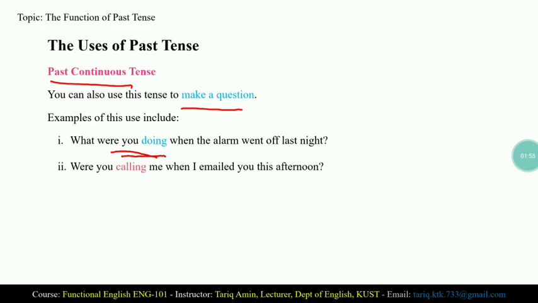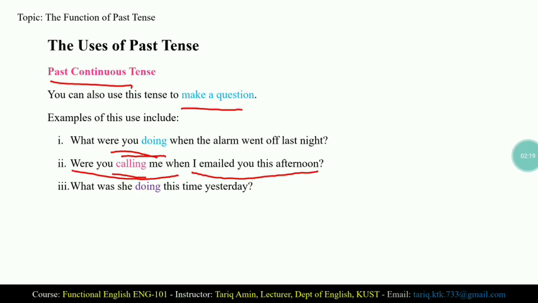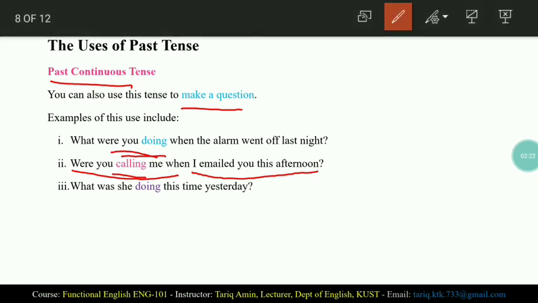The other example is, were you calling me? Were you calling me when I emailed you this afternoon? This is simple past tense, and this is past continuous tense. This is the combination of simple past tense and past continuous tense, and we have used the past continuous tense for asking the question. The next one is, what was she doing this time yesterday? Once again, this is an interrogative question. So this is past continuous tense.